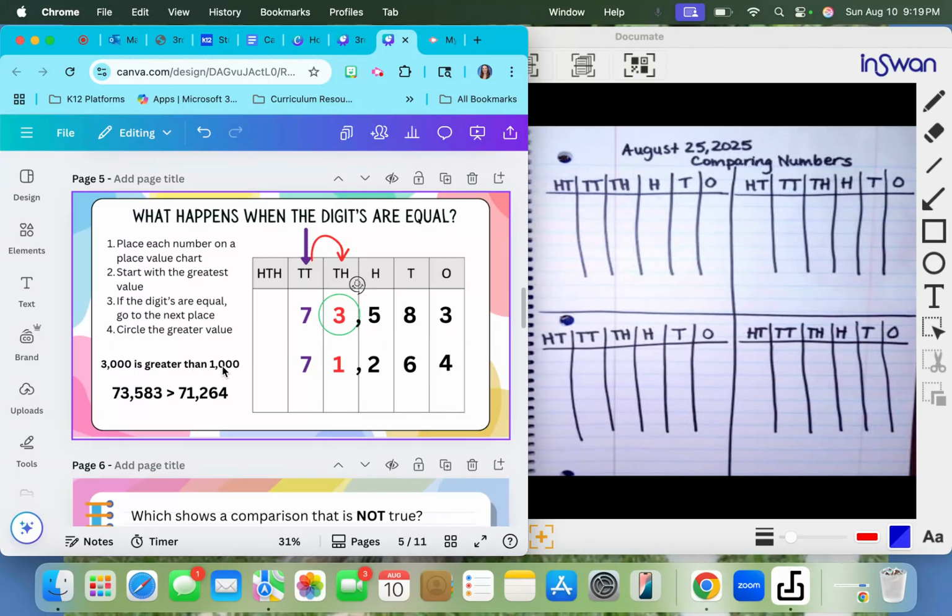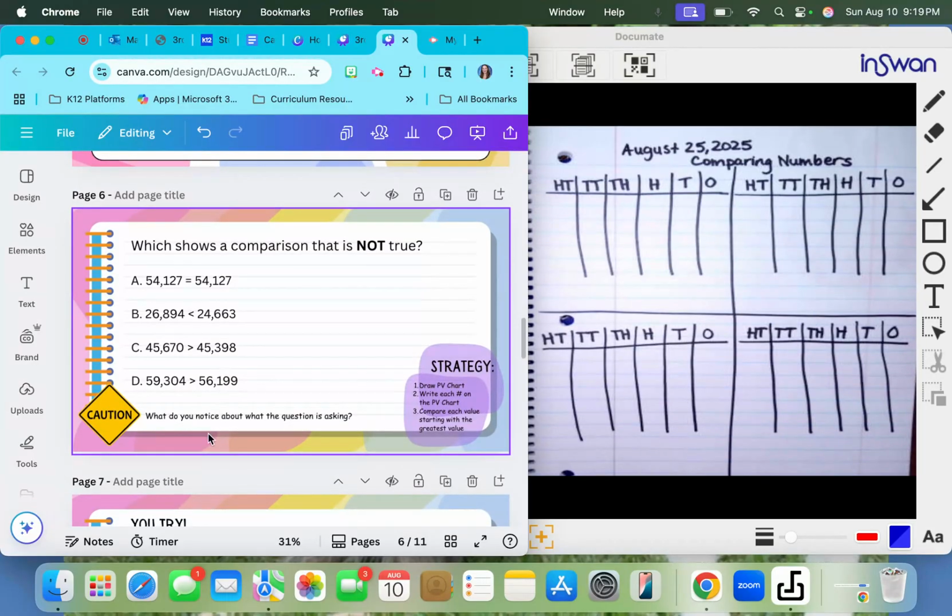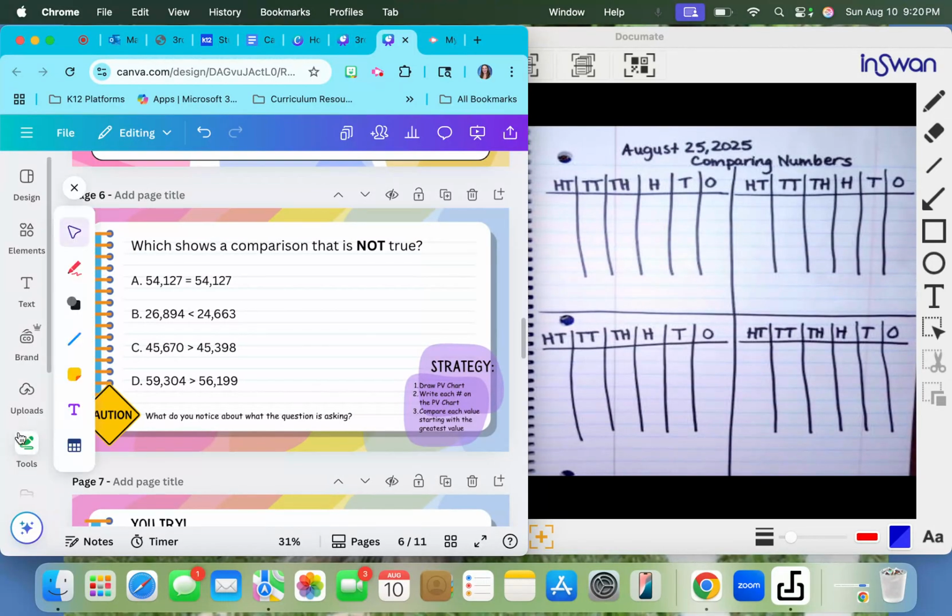All right, now that we know our strategy for comparing numbers, let's get started. Here's our first question. Which shows a comparison that is not true? Ooh, does something stand out to you in this question? What do you notice about what the question is asking us? Did you too see that word not? I did. It jumped out at me. Not true. What do you think that means?